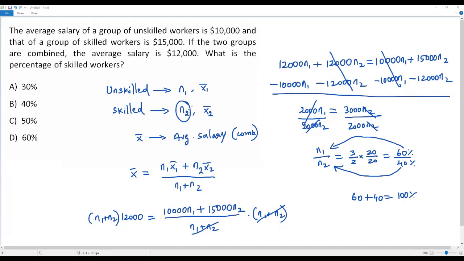We know that N2 represents the number of workers in the skilled group. And our aim is to find the percentage of skilled workers. That is, there is 40% of skilled workers. We find 40% in answer choice B. The correct answer choice for this question is B.